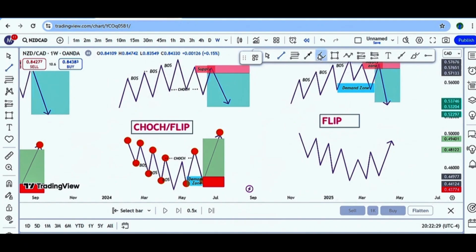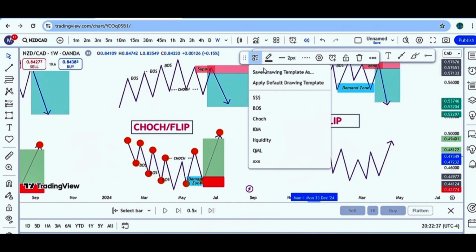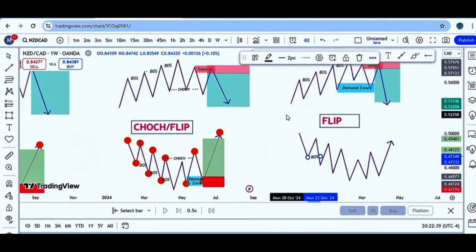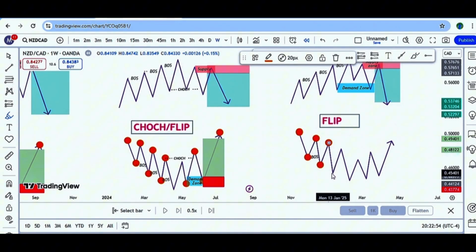You can see the market is forming higher high, higher low, higher high, higher low, breaking structure to the downside. BOS, breaking structure to the downside. You see, from lower high, lower low, lower high, lower low, lower high, lower low, lower high, lower low, and what? The market wasn't able to take the high, came back, and what? Came back to the supply zone.